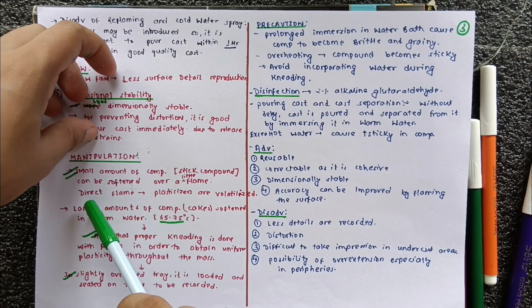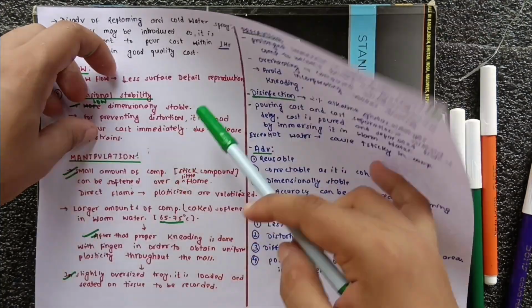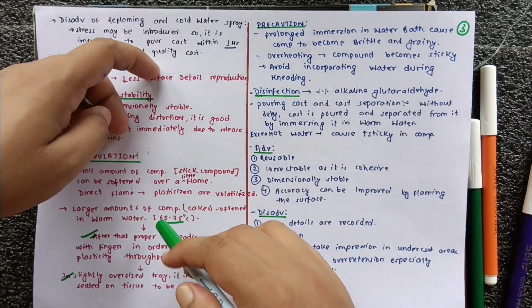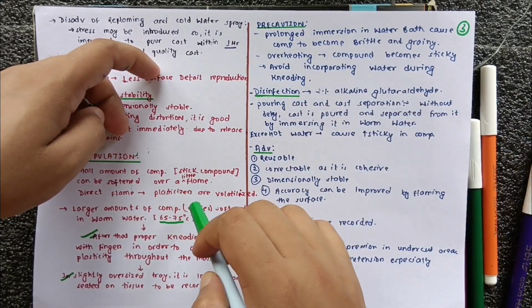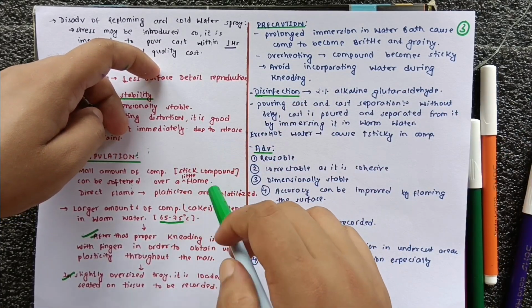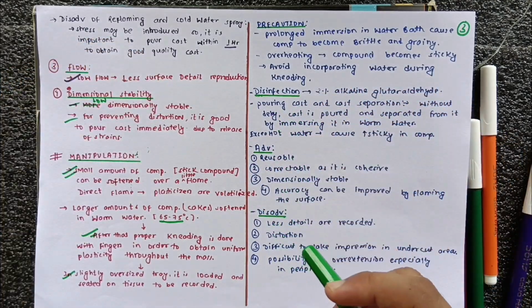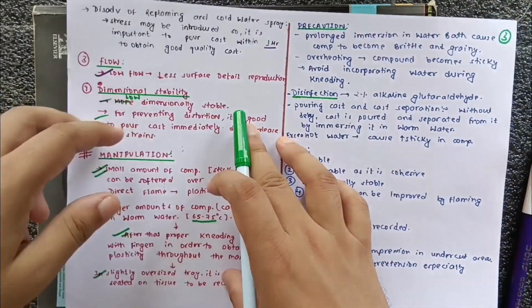And in this also, as I have written here, direct flame. When you use the direct flame for a larger time, the plasticity of the material would decrease and it would be volatilized, because quite volatile substances are present there. So just remember like that.